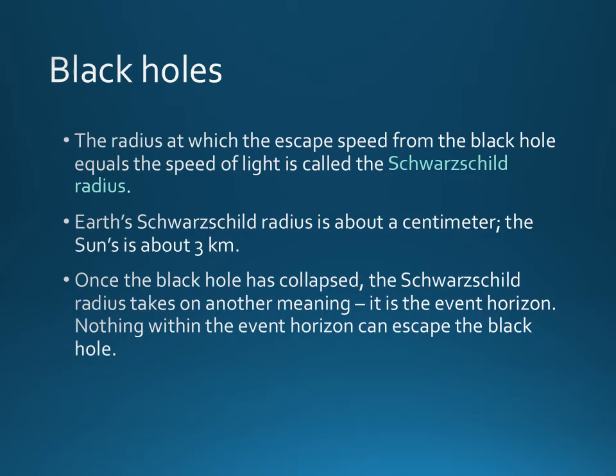Once a star has collapsed into a black hole, the Schwarzschild radius takes on another meaning. It is the event horizon. No events inside the event horizon can influence an outside observer. A consequence is that nothing within the event horizon, not even light, can escape the black hole.